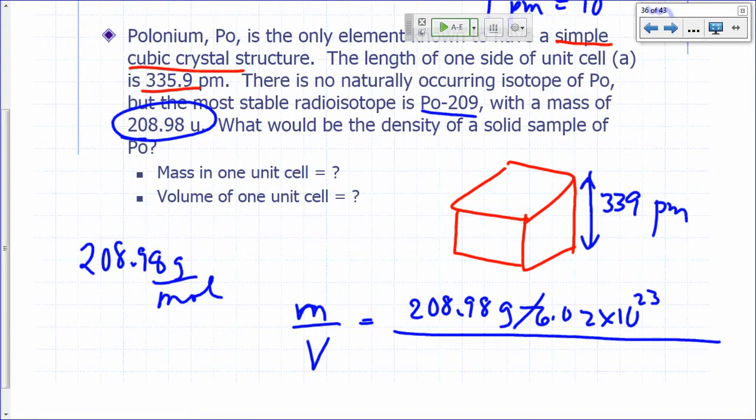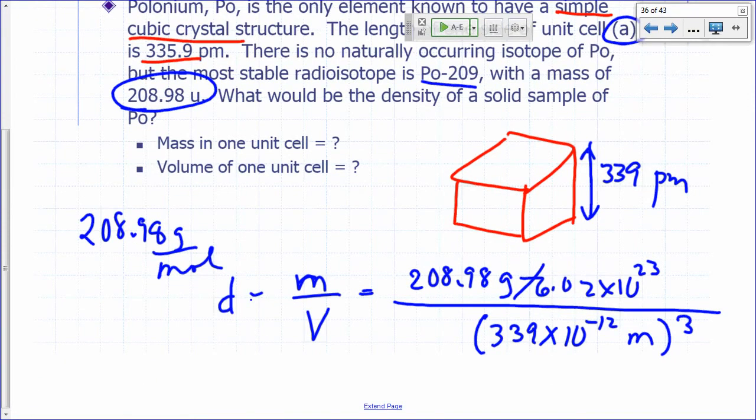Divided by what's the volume that would be effectively occupied by one atom? What volume accounts for the presence of one atom? The volume of the cube. What's the volume of a cube? 339 cubed in this case, so a cubed, right? So the side is a, so it's a cubed, so 339 times 10 to the negative 12 meters cubed. And how much would that be? What's our density?